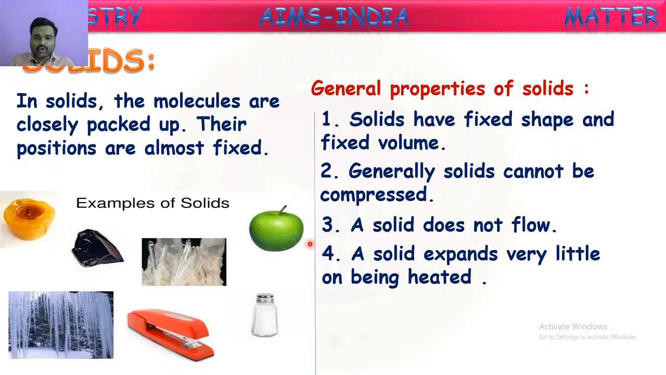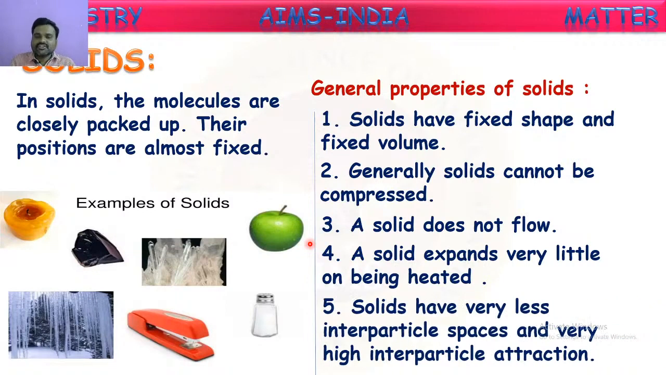Next property: a solid expands very little on being heated. Not only expansion, even contraction is very little for solids. If you take an iron rod or iron piece or any other metal substance and heat it strongly, a little expansion can be identified, but it is not much. Even contraction, when you cool solids to very low temperatures, is very little. That means the expansions and contractions are very small for solids.